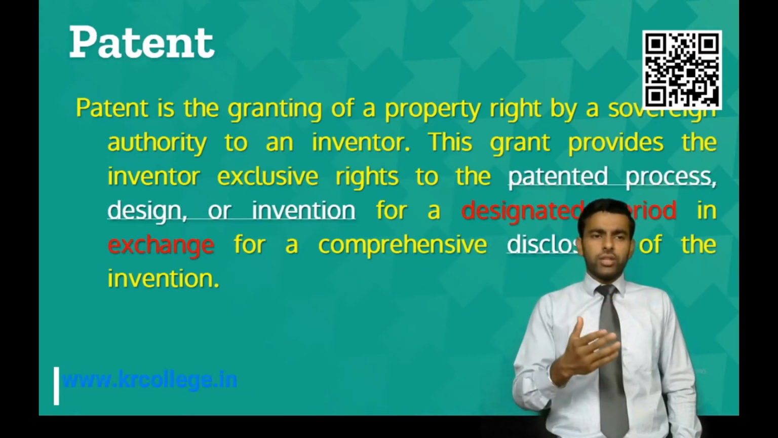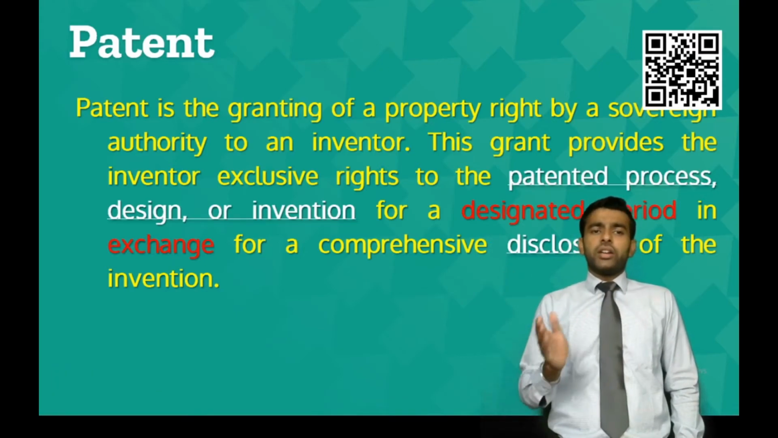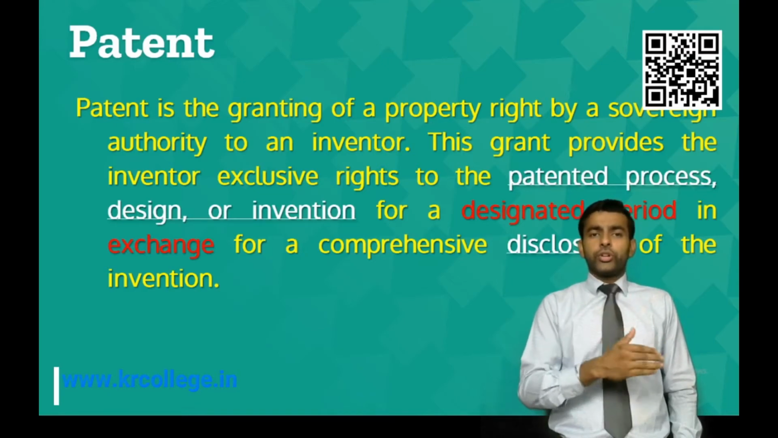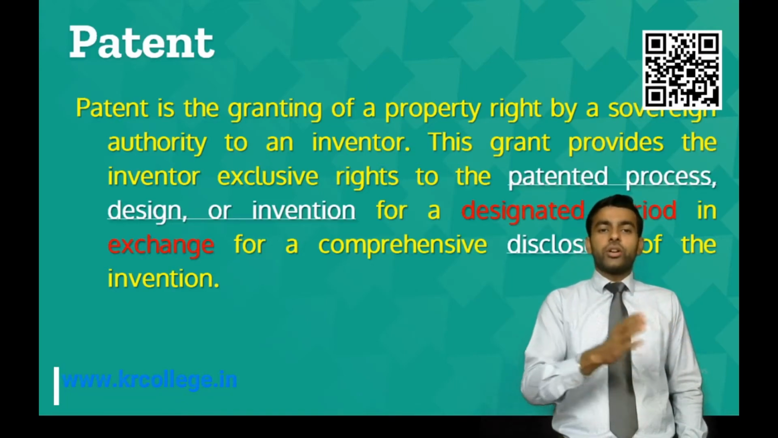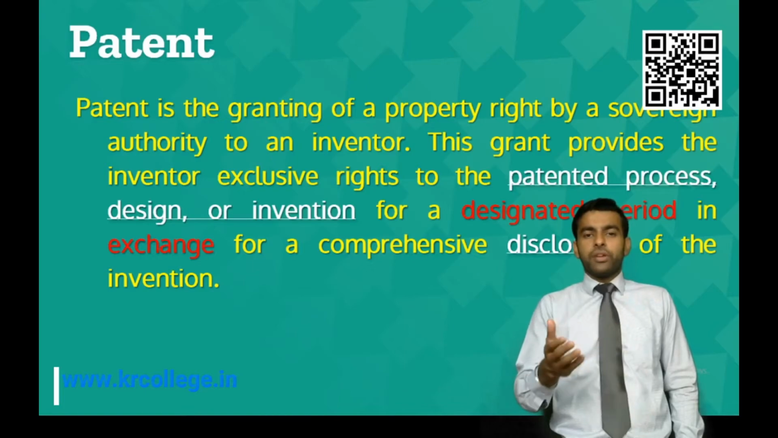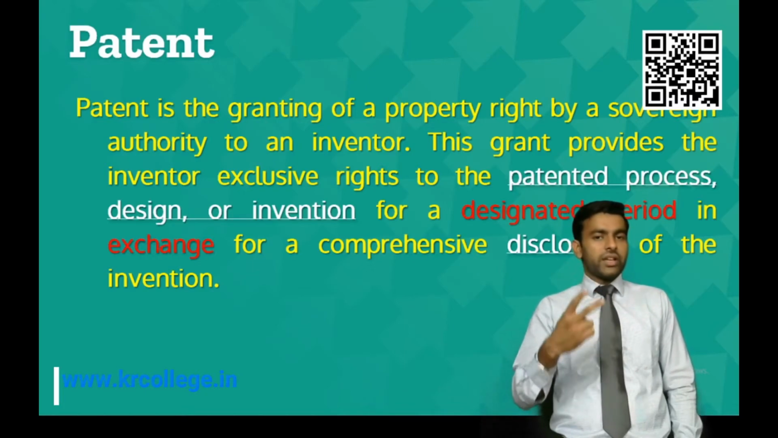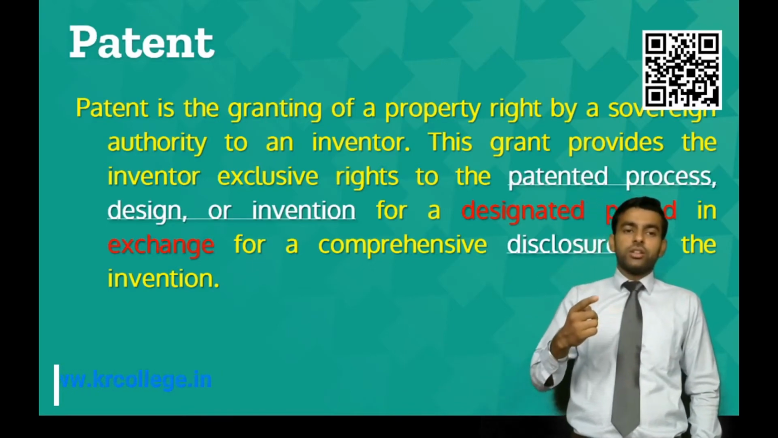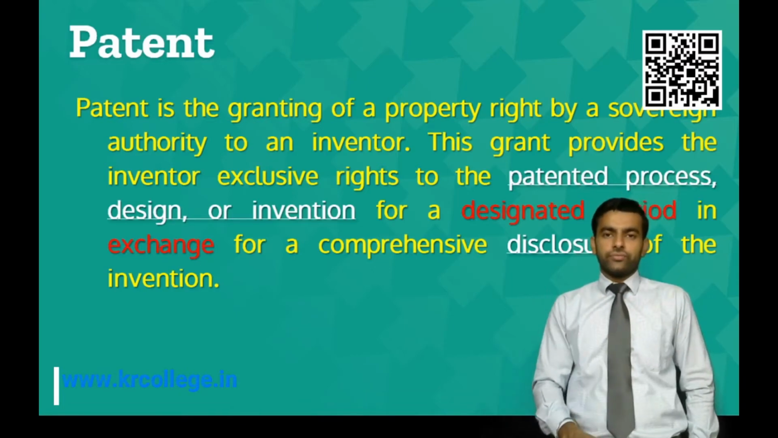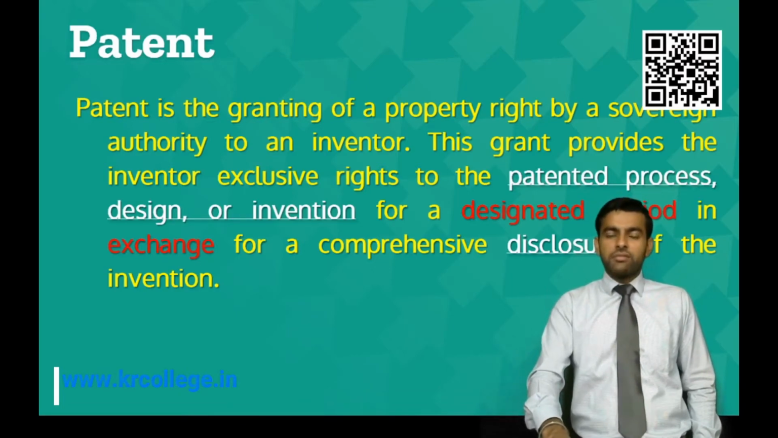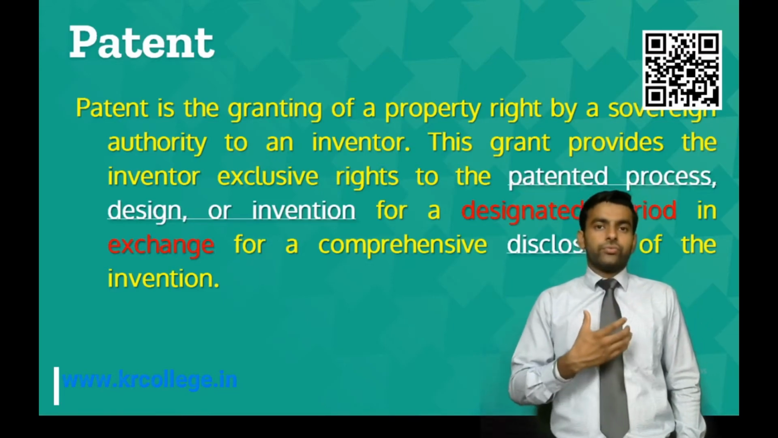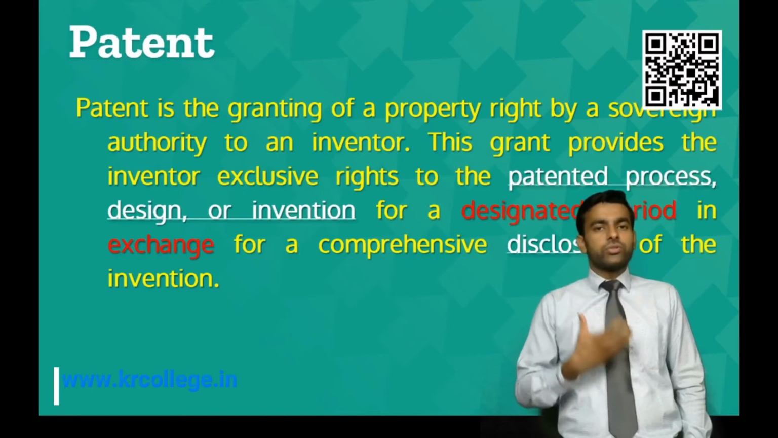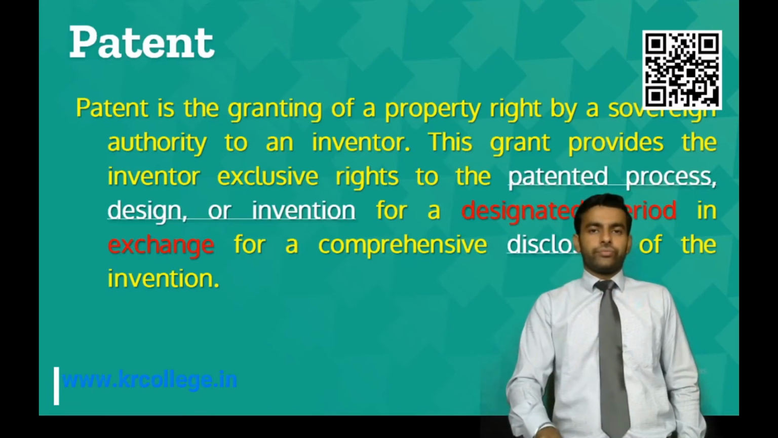Patent is the granting of a property right by a sovereign authority to an inventor. This grant provides the inventor exclusive rights to the patented process, design, or invention for a designated period in exchange for a comprehensive disclosure of the invention. So two points again: designated period, and exchange or disclosure of that invention. This is how patent works. If someone is going to invent some medicine, he or she has to disclose that idea to get a patent. This is how it works.